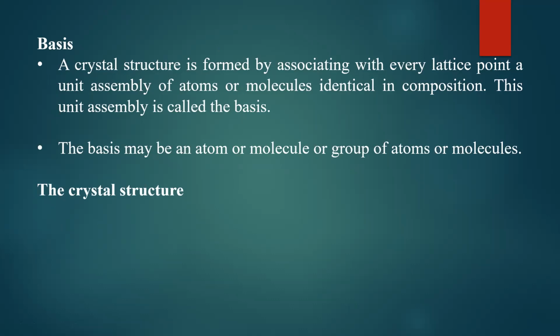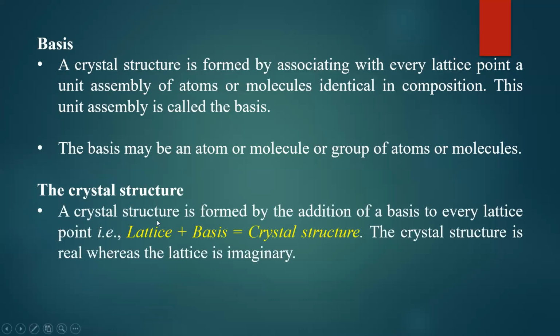Then what is crystal structure? The crystal structure is formed by addition of basis to every lattice point. That is called crystal structure. That means lattice plus basis gives crystal structure. That is very important. The crystal structure is real, whereas lattice is imaginary. I have already told you, lattice is a group of imaginary points, markings. These markings can be occupied by basis.